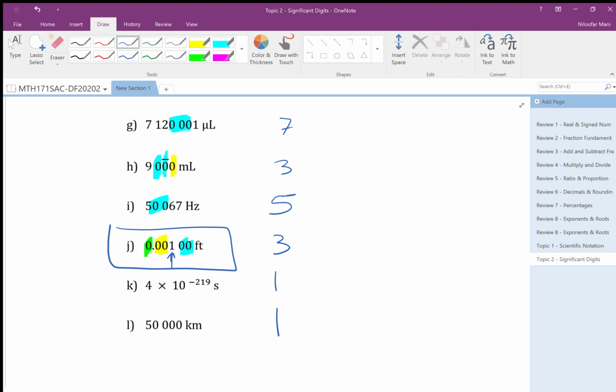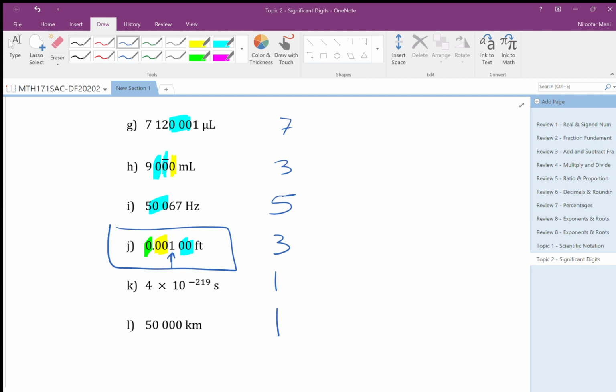Anything else in decimal numbers, I count them. Non-zero digits, I count them. Zeros between non-zero digits, I count them. Zeros at the end, I count them, because I don't need to mention them. If I mention them, they are important.